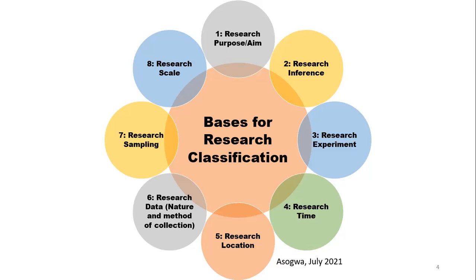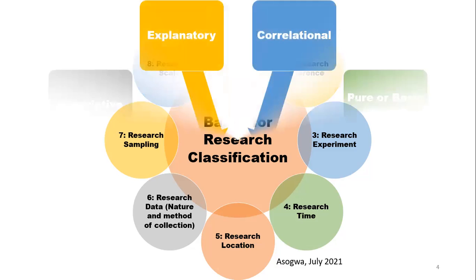Number 7 is research sampling. Research could also be classified based on the sampling, on how the samples are obtained and used in the study. Research could also be classified based on the scale, the extent of the research. Is the research fixed or is the research flexible? These are the bases for classification of research.